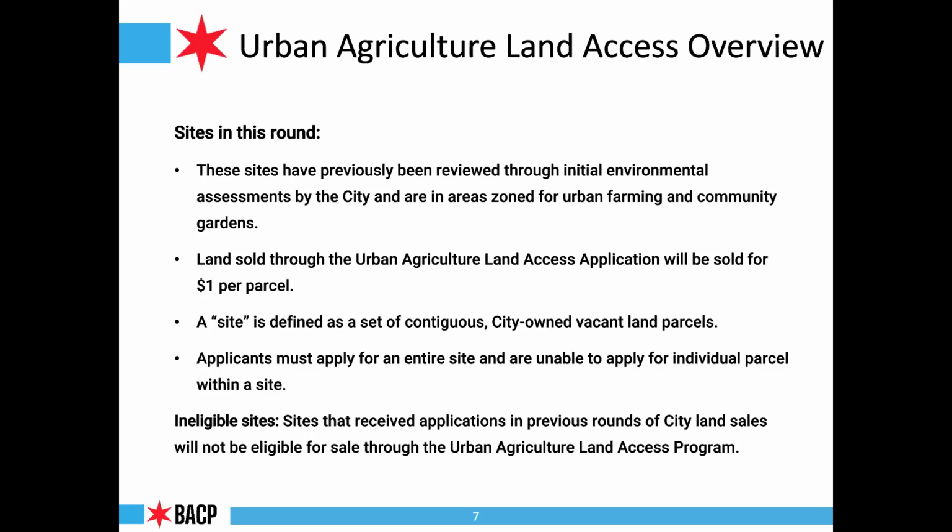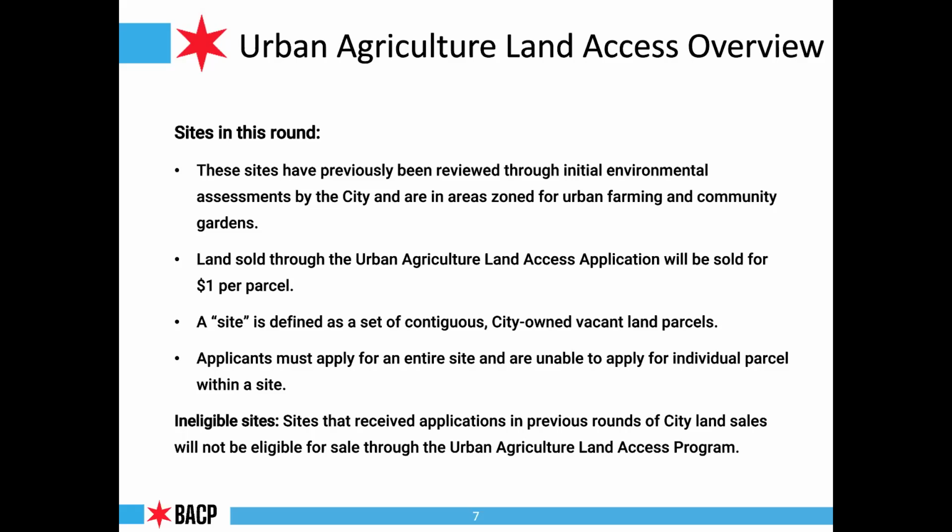The sites that are included in this round are sites that have been reviewed for at least an initial environmental assessment by the city and are in areas that are zoned for urban farming or community gardens. Land sold through the urban agriculture land access application will be sold for $1 per parcel. A site is defined by a set of continuous city-owned vacant land parcels. So a site could include one parcel or more parcels.